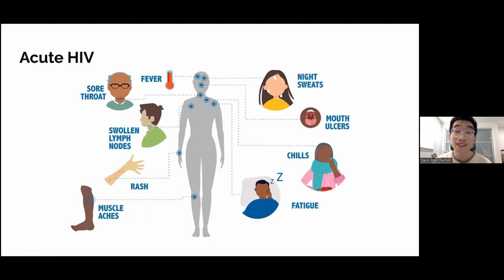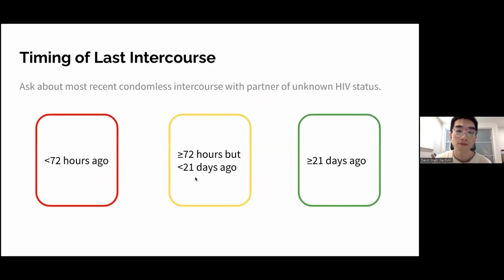If a patient does have signs and symptoms of acute HIV, then they should not be started on same-day PrEP in clinic. And it's also recommended that you test them for HIV with both an HIV fourth generation antigen antibody test, as well as a viral load.